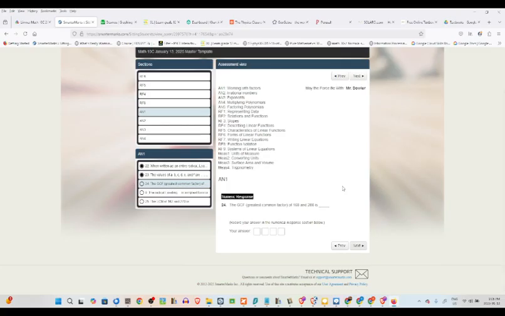Next up, greatest common factor of these two numbers. So here we actually have our calculator functions that can help us out. Greatest common factor of 168 and 288 is 24.